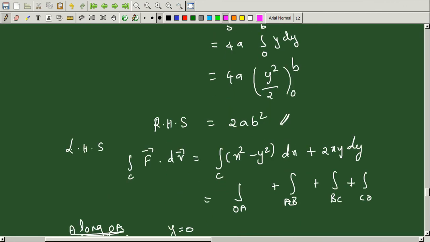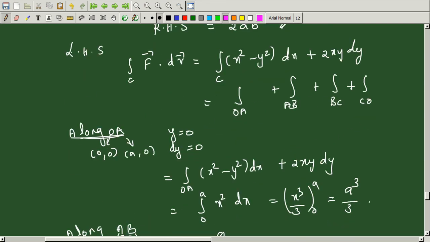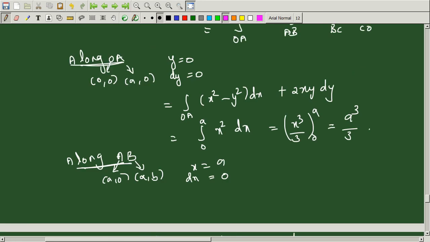For the LHS, we need to calculate integral over C f dot dr. We know how to calculate f dot dr. For LHS, we find all the line integrals, and adding them we get the final answer, which should equal the RHS surface integral. For the line integral along OA direction, the y value is the same, so y equal to 0, dy equal to 0. Here we get a cube by 3.